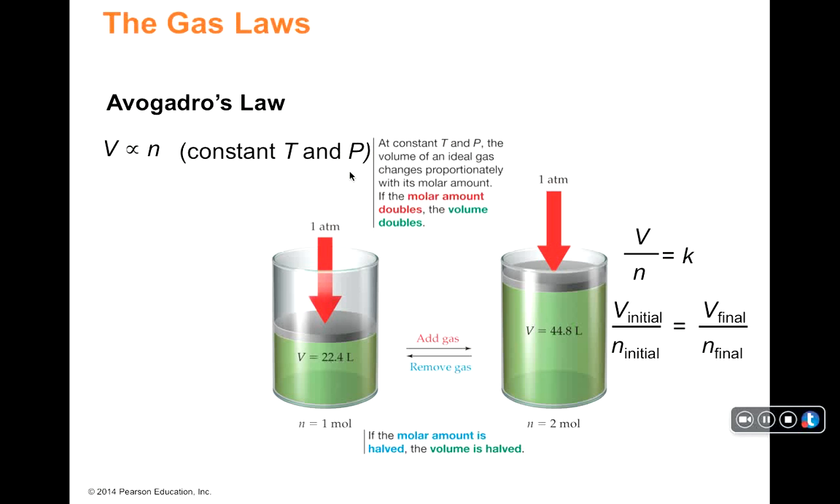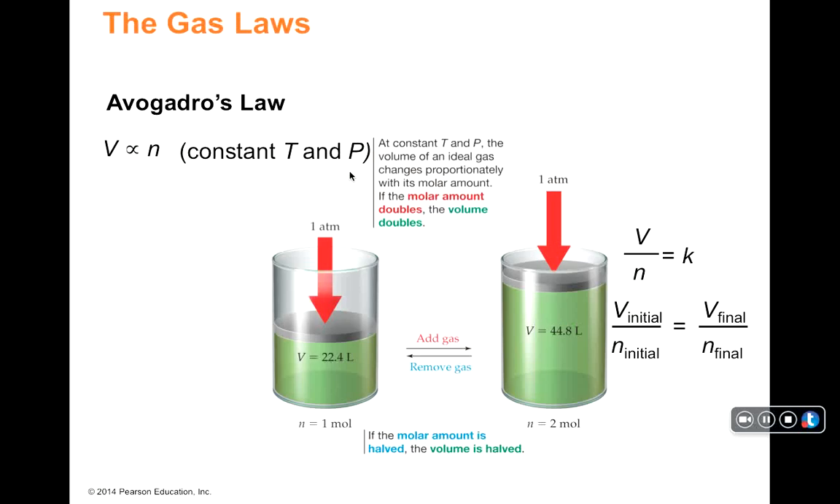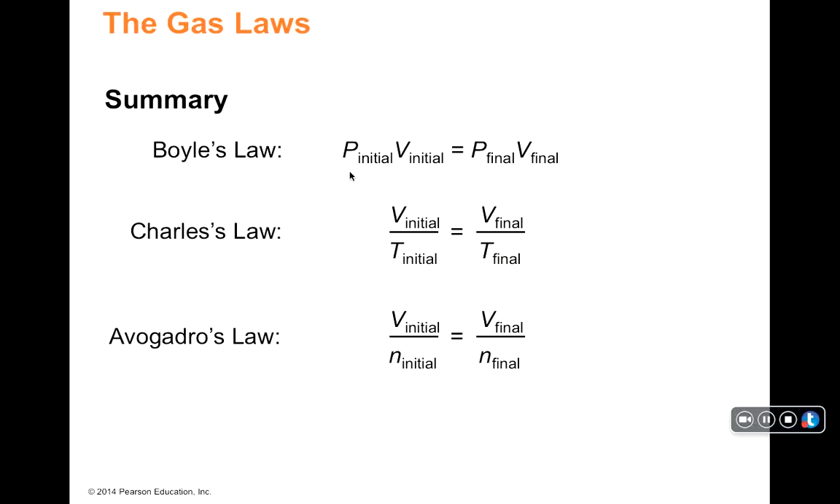Avogadro's law relates volume and number of moles. So if we hold temperature and pressure constant, volume and number of moles are proportional. It's not written on this slide, but here are those three. So Avogadro's law, that formula would be that V initial divided by the number of moles initial is equal to V final divided by the final number of moles.